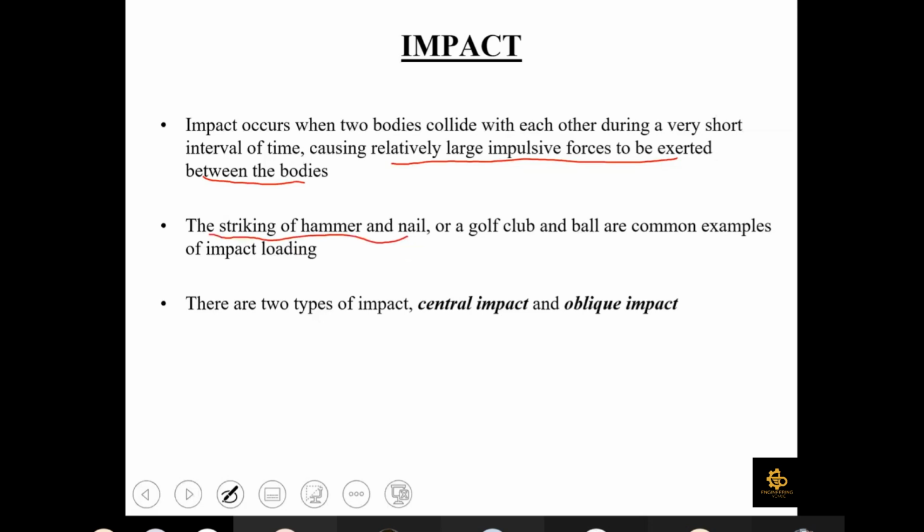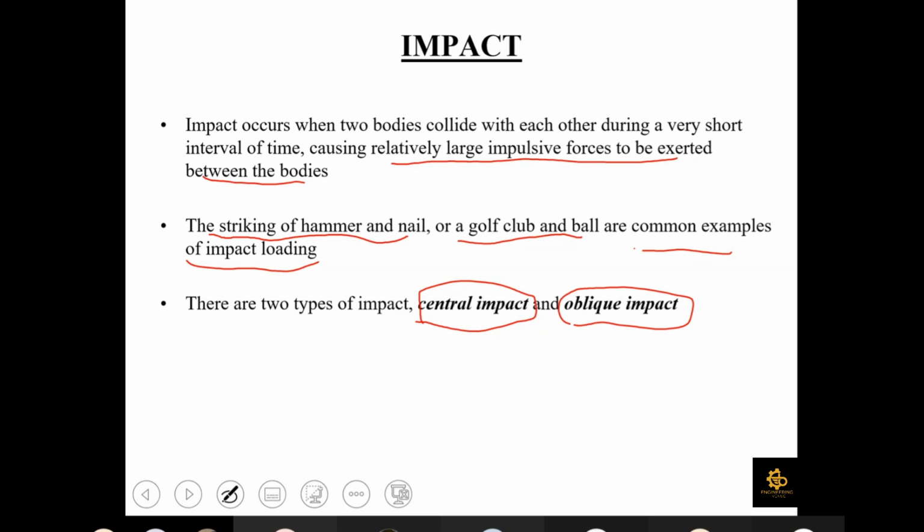Whenever you strike a hammer and a nail, what happens is that after striking the nail, the hammer is going to rebound back. So the striking of a hammer and nail, or golf club and ball, or bat and ball are common examples of impact loading. Now there are two types of impact. The first one is central impact, which we are going to focus on today. The other one is oblique impact, which inshallah we are going to cover in next week's class.